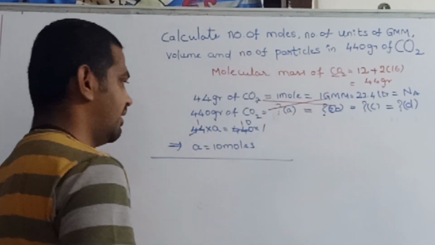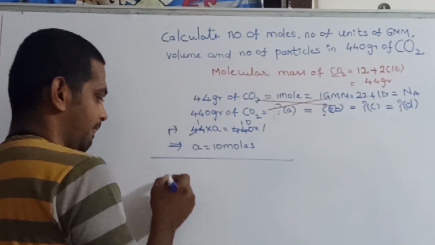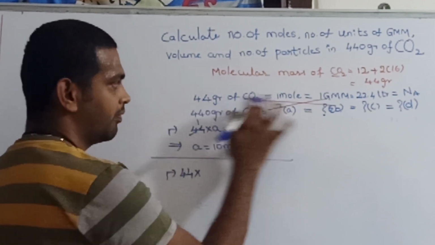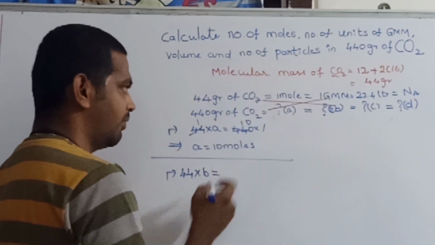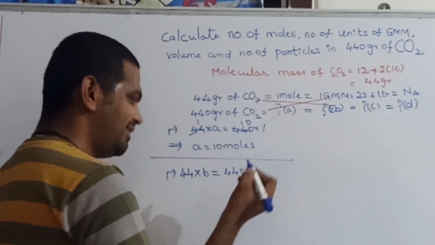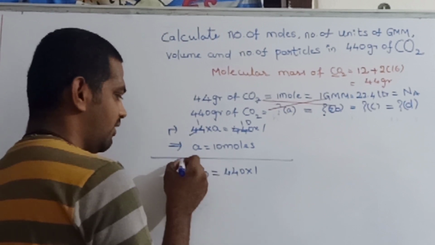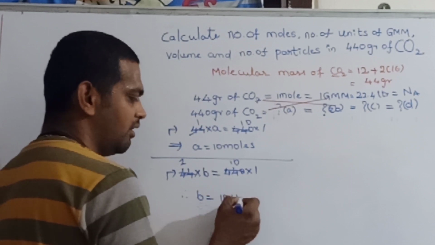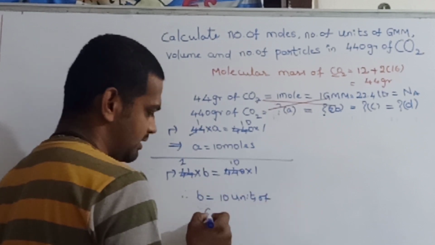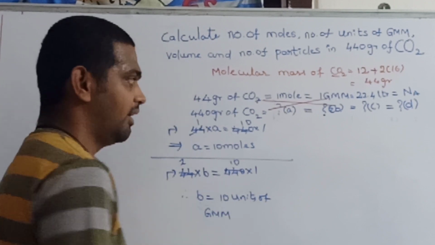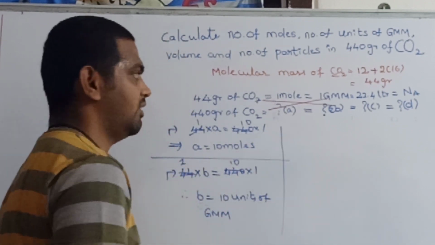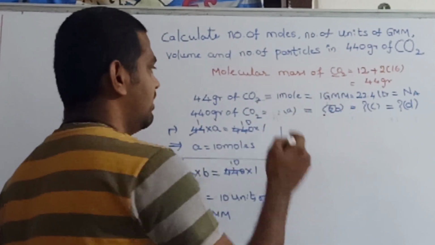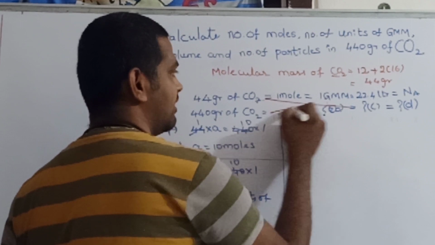In the second step, I am going to do cross multiplication between these two parameters. Now the equation will become 44 into B is equal to 440 into 1 GMM. Again 44 ones are 44, 44 tens are 440. Therefore B is equal to how many GMM? 10 units of GMM.